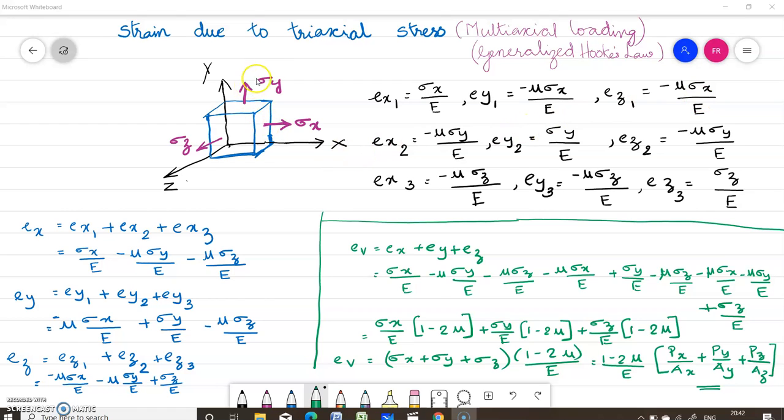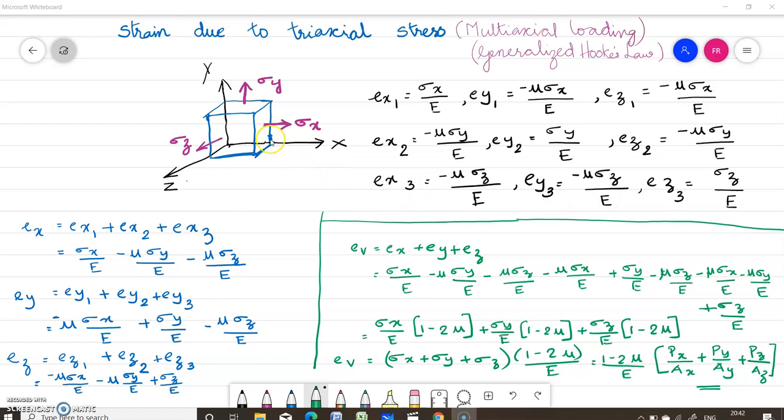In the second case, stress is applied in the y direction. So we can write the strain in the y direction Ey2 equal to sigma y by E. There will be reduction in dimension in the other two directions, that is the x direction and z direction. So Ex2 equal to minus mu into sigma y by E. This is the strain in the x direction due to stress in the y direction. Similarly, the strain in the z direction due to stress in the y direction is minus mu into sigma y by E. Now consider sigma z applied in the z direction. What is the strain in the z direction due to stress in the z direction? Ez3 equal to sigma z by E.